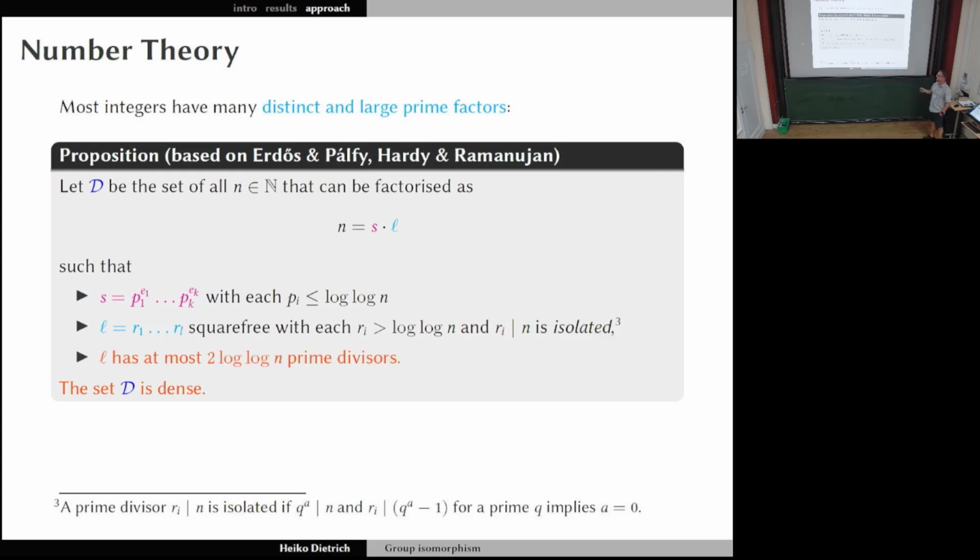You can add the assumption that L has at most this many prime divisors, which follows from Hardy–Ramanujan, and the set is still dense. Then we needed yet another condition, namely that the other prime powers that show up here are also small, and it's still dense. So this is our set. It's highly technical, but to give you an idea of how dense it is, up to 10 to the 9, about 78% of all numbers are in this set. So this is the number theory.